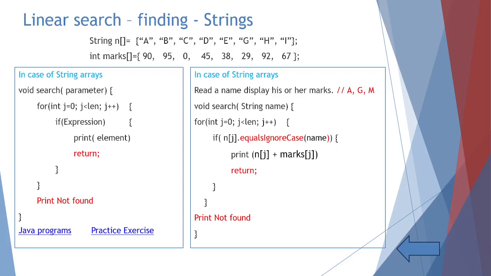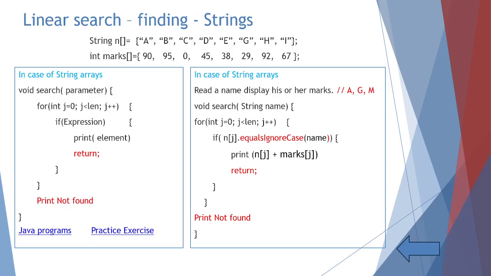The example is a string array n. We have stored A, B, C, D, E, F, G, H, I. That is a string array. And the marks of each student are stored: A got 90, B got 95, C 0, D 45, and so on and so forth. Now see the right side. Read a name and display his or her marks, the student's marks.